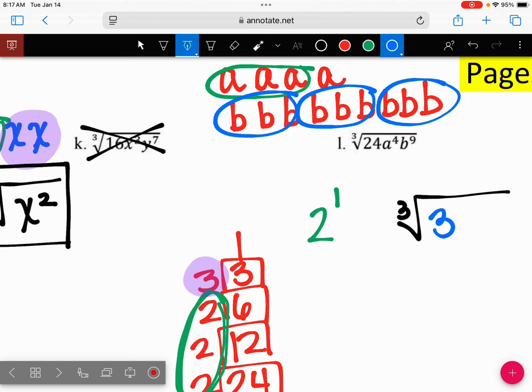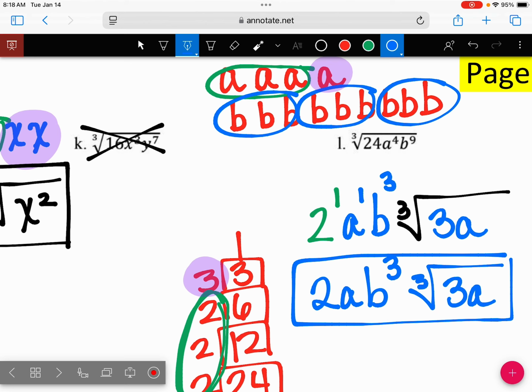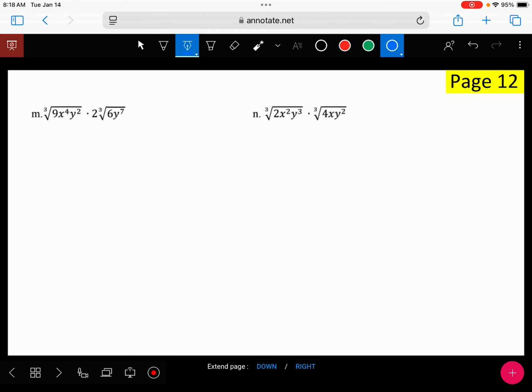All right, so we have one set of A's that can come out. But that 1 A has to stay, because it needed 2 more friends to leave. And then for our B's, we have 3 sets. So again, our answer would be 2AB cubed, and then the cube root of 3A. All right, any questions about cube roots? You remember this from last semester, doing this?